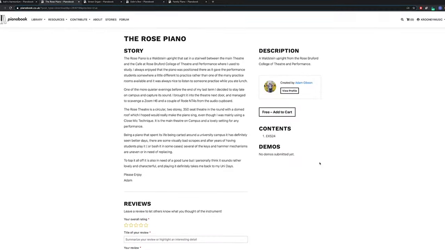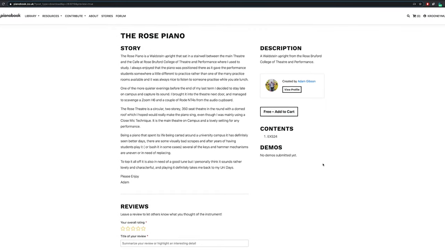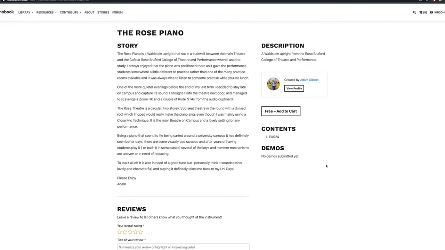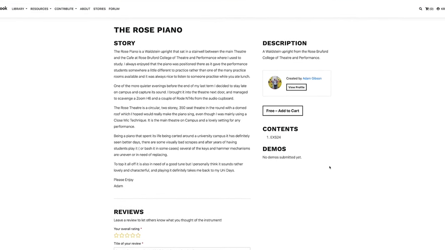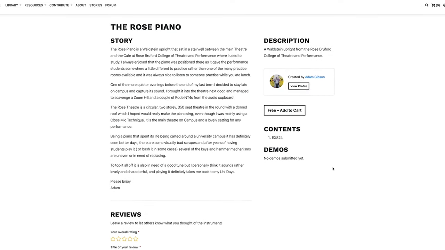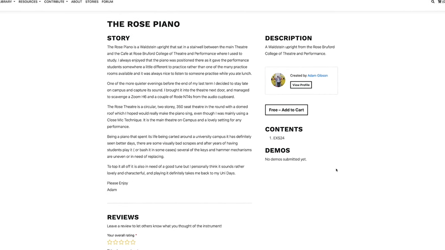The Rose Piano by Adam Gibson. The Rose Piano is a Waldstein upright that sat in a stairwell between the main theater and the cafe at Rose Bruford College of Theater and Performance, where I used to study.